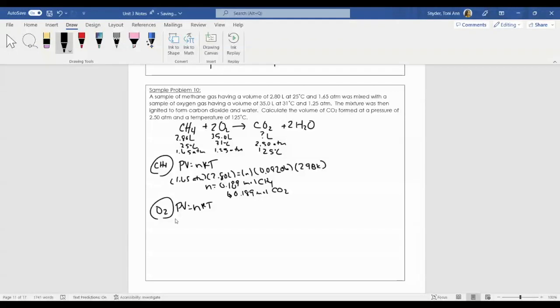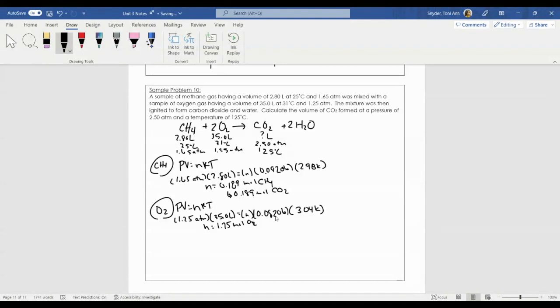Pressure for oxygen is 1.25 atmospheres. Volume is 35 liters. I'm going to solve for n. There's R, and temperature in Kelvin is 304. And if I solve for n here, my number of moles is 1.75 moles of O2. So I would have input 1.75 moles of oxygen.